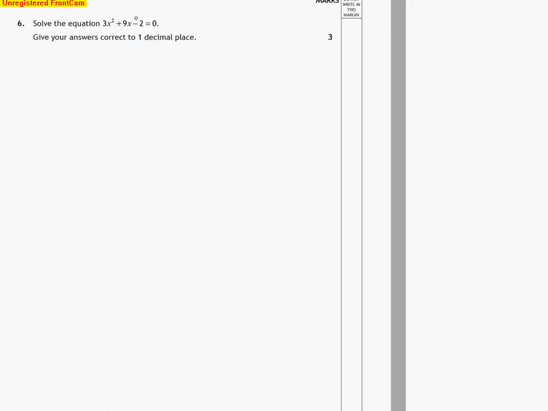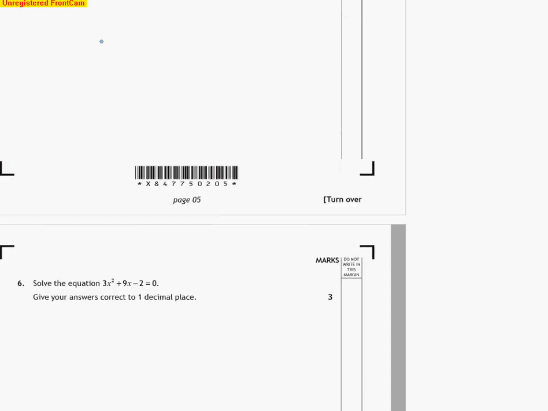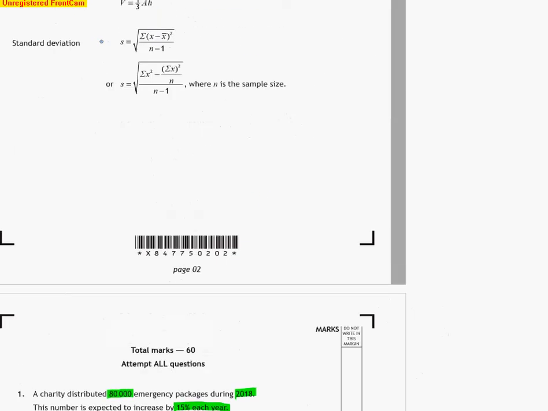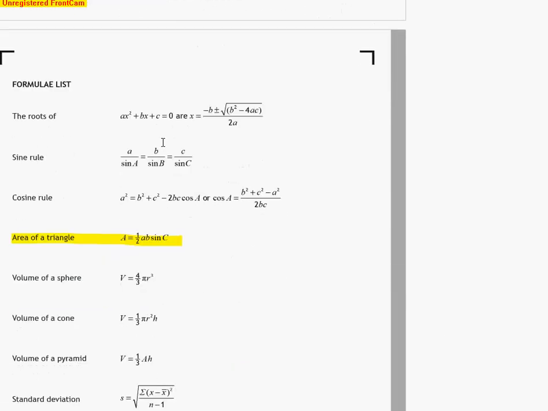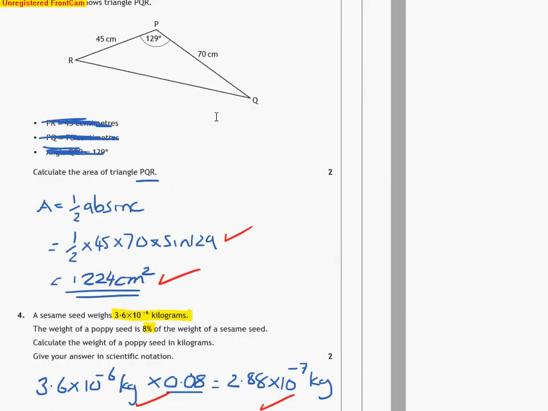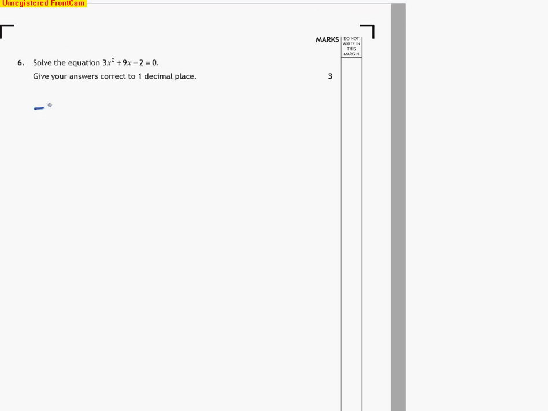Okay, but the minute you see a solve the equation, especially when it's the one decimal place, we're going to use our big equation. Okay, we're going to use the quadratic formula. Okay, we're going to use this. Okay, so let's just write that down first. So it's minus b plus or minus the square root of b squared minus 4ac over 2a.